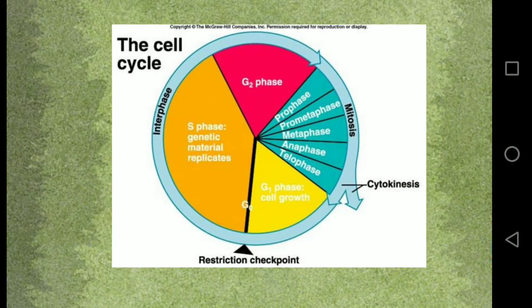Here's a highlight of the cell cycle, starting with G1 in the yellow, then S, then G2, and then the steps of mitosis, and then cytokinesis.